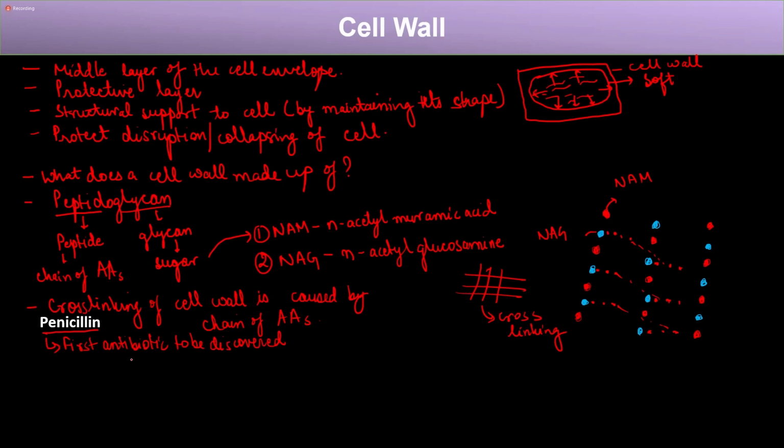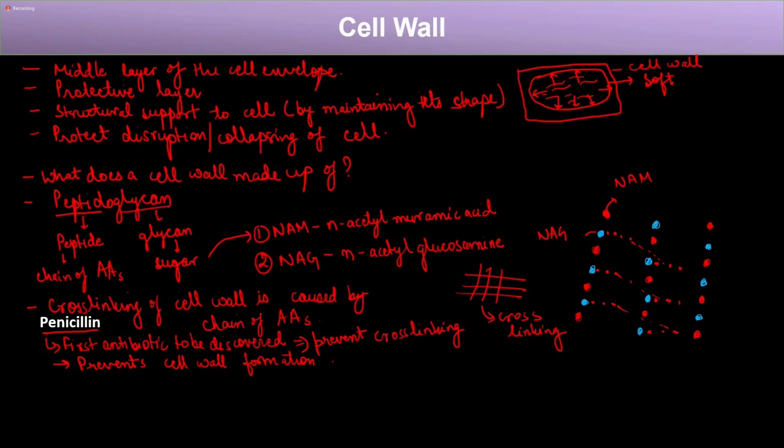Now, what does this penicillin do? It prevents the cross-linking that is happening by this chain of amino acids in the cell wall. If the cross-linking won't happen, the cell wall formation will not take place. So basically, penicillin prevents cell wall formation. If someone has a bacterial infection, we can give them penicillin, because it will prevent cell wall formation and hence the bacteria will die.